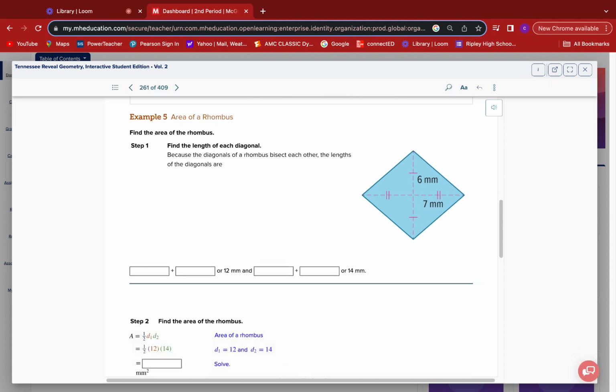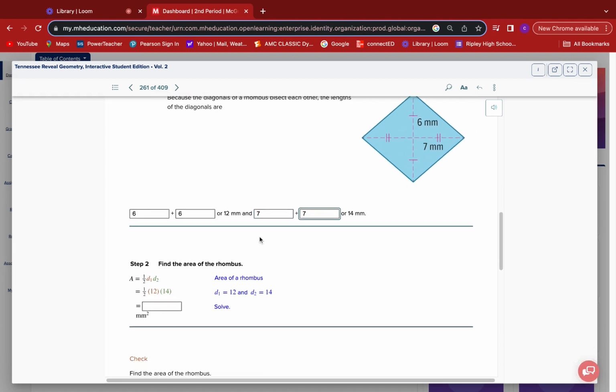All right, find the length of each diagonal. Okay, so looks like that 6 is just half of the diagonal. And that means I'm going to have to add 6 plus 6 to get a grand total of 12. The other one, half of the diagonal is 7, which means the other half is 7. So I'm going to have to add those together to get a total of 14.